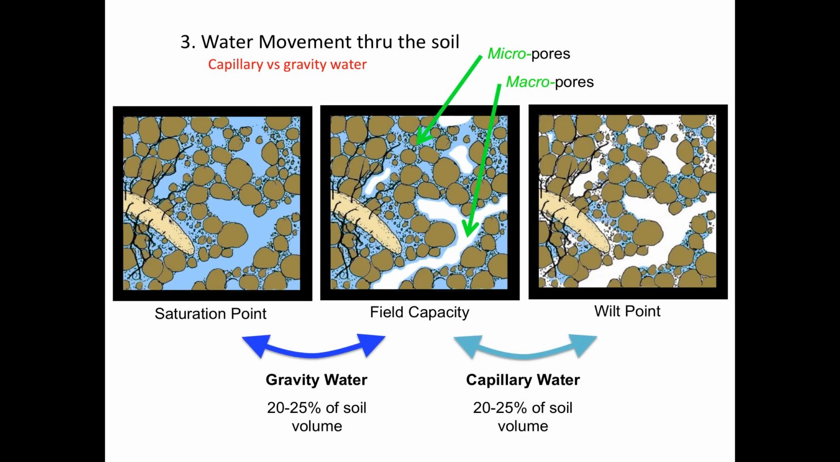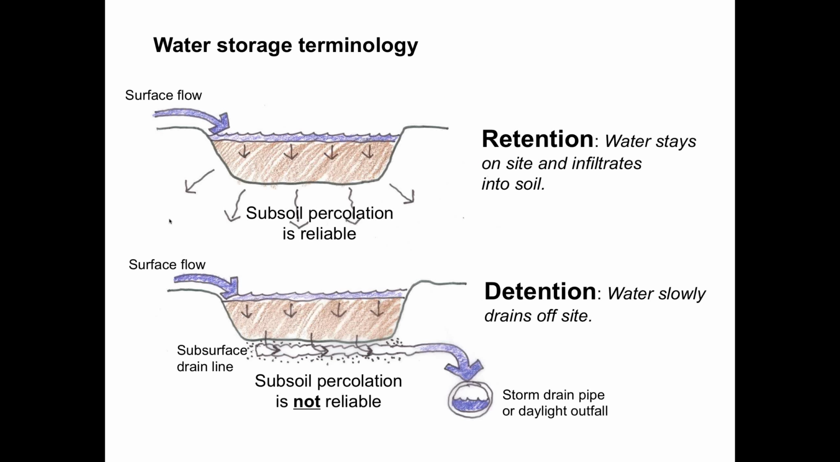So let's look at this retention-detention problem, because that's going to play into the way we're going to design these things. We have the surface water flowing in, and if we have reliable percolation in the surrounding soil, we can begin to infiltrate fairly large amounts of water and keep it on the site. And that water is retention water. Any excess would, in the top diagram, overflow and continue across the surface downstream.